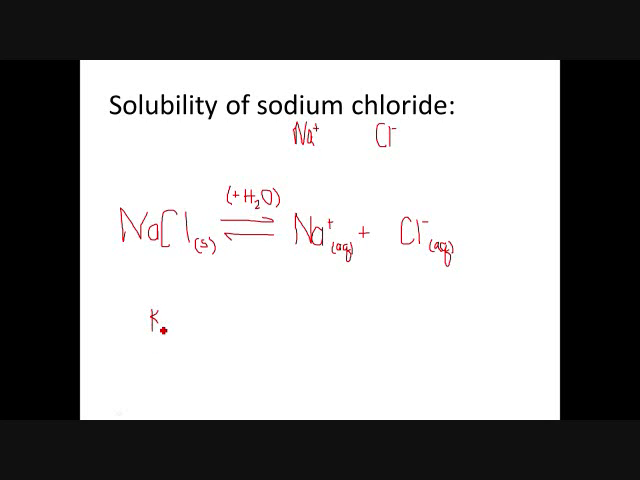So to write the solubility product equation, the Ksp is equal to the products raised to their powers. Well, this is a balanced equation, so they're not going to be raised to anything. It's going to be raised to 1. So you have the concentration of the sodium ion times the concentration of the chloride ion.